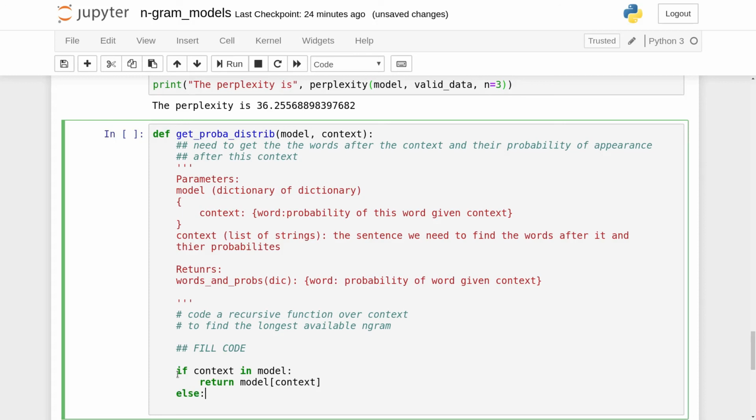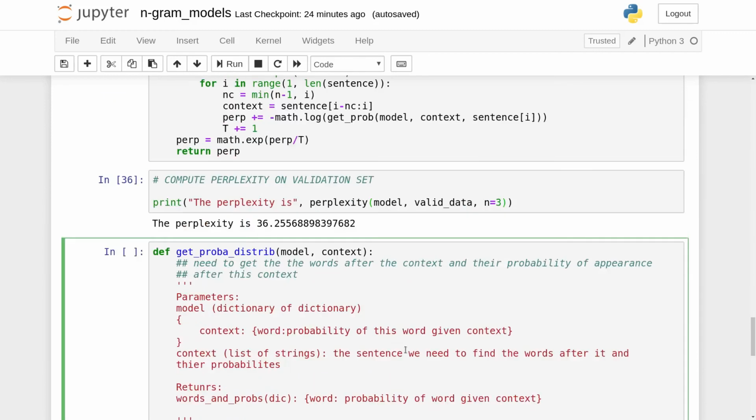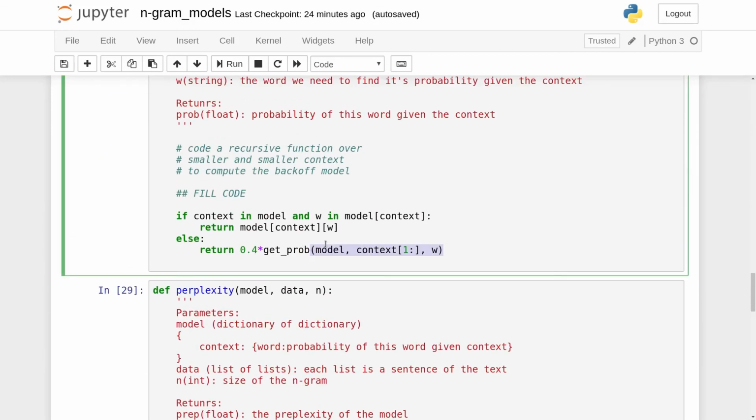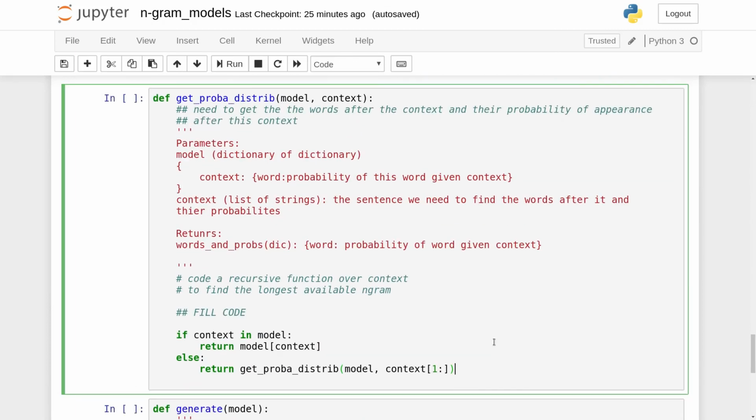However, if it doesn't appear, else return get probability distribution of the model, but this time we'll take the smaller gram context. It's just like what we did here, but we are not going to multiply with 0.4 because we are not interested in the actual number of the probability. We need to find all the possible words and their probabilities. And if the larger gram is not in our model, we will use the smaller gram, and we'll do it recursively. Let's suppose n equals 5, and the past 4 words do not appear in my dictionary, I will check the last 3 words, and if they do not appear, I will check the past 2 words, and so on, until I find the smaller n-gram that will satisfy my needs, okay?